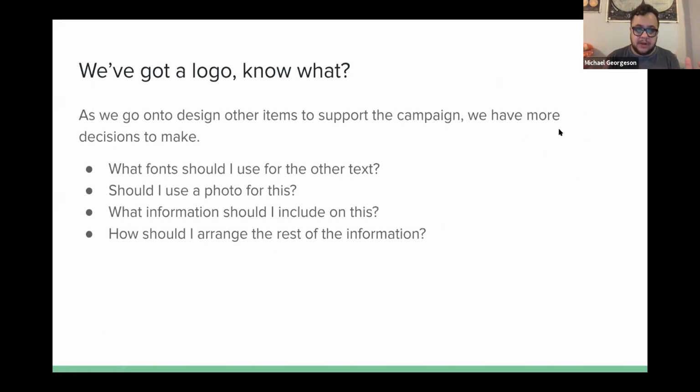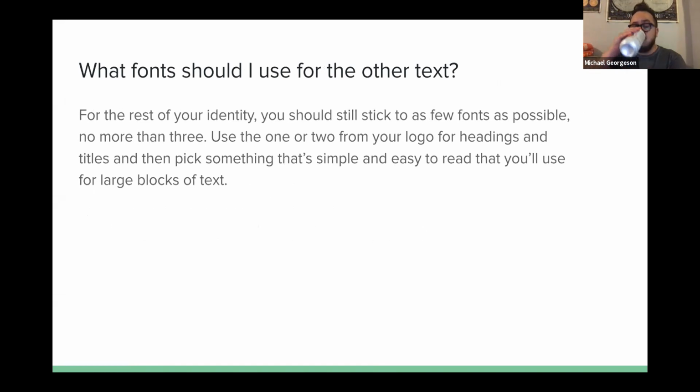So once we've made our logo, we go on to design other stuff. We have to make some other decisions. Am I going to use other fonts for this besides the ones I've chosen for the logo? And what fonts should those be? Should I include photography? What information needs to be on this? And how should I arrange the rest of this information? So you should still stick to a limited number of fonts, no more than 3, I would say. Use the one from your logo for headings, and then pick something that's simple and easier to read for larger blocks of text.